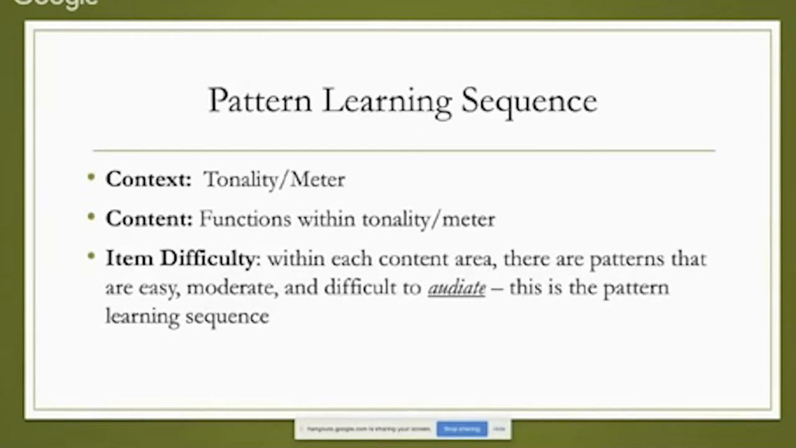And then within those functions, so within every tonic function in major, there are patterns that have different levels of difficulty to audiate. Now, I'm going to say this again because I think this is so very important. Within major tonic function, think about it. You could probably sing for me 10 different tonic patterns right now. Some of you might be audiating them as I'm speaking to you. Within those patterns that we audiate, major tonic, every one of those patterns has an item difficulty. It's either easy to audiate, it's what he would call moderately difficult to audiate, or difficult to audiate.